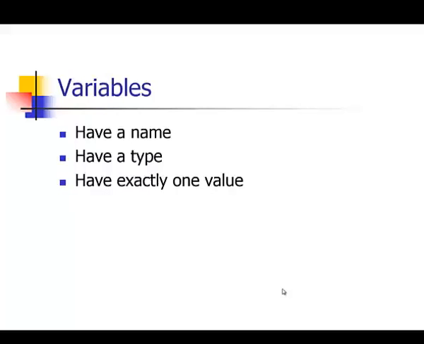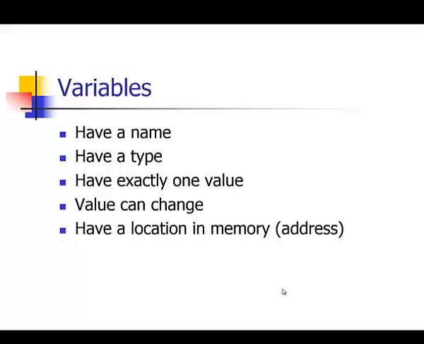Variables have exactly one value, but that value can change. So we might initialize a variable to the value 6.82, and then later in the program change the value of that variable to 28.973. At any one time it has exactly one value, but that value can change over time. And it also has a location in memory. Variables are storage locations. They live in memory, and that's where that one value is stored, in that specific location in memory.